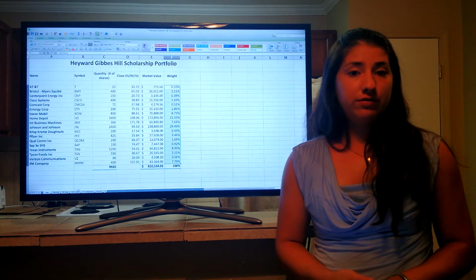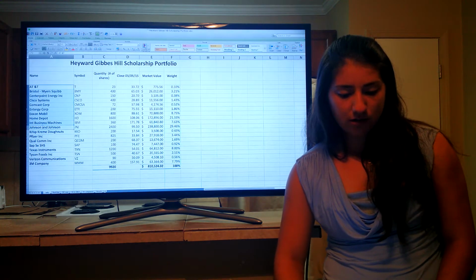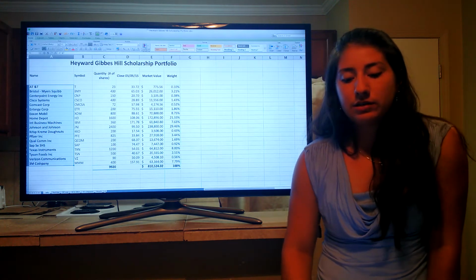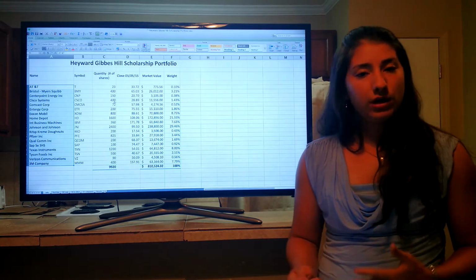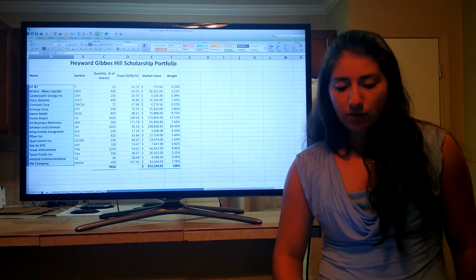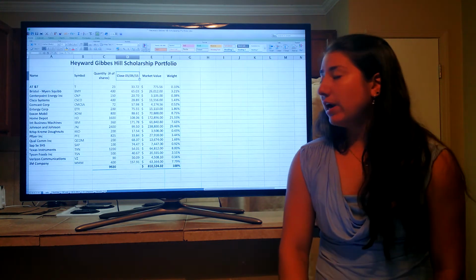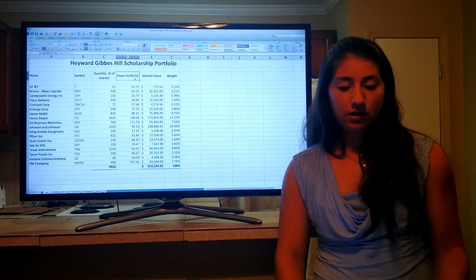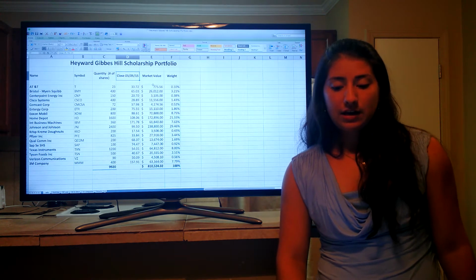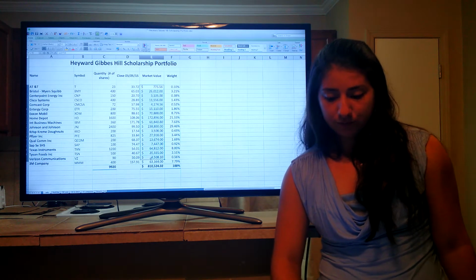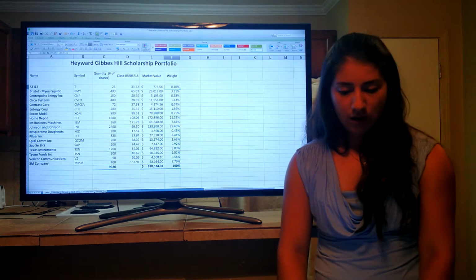I will show you a better way of rebalancing the Hayward Gibbs Hill Scholarship portfolio. I was presented with this portfolio that consists of 18 different companies. They gave me the quantity of shares, and then I had to calculate the weight in order to rebalance it. So what I did first was I looked up their prices from May the 5th of 2015, and then I calculated their market value and finally their respective weights.